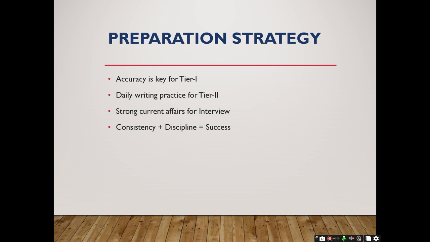I have already discussed this. Accuracy is the key for tier 1, daily writing practice for tier 2, strong current affairs for the interview. And consistency plus discipline equals success.